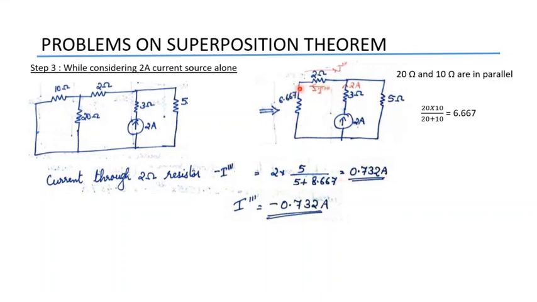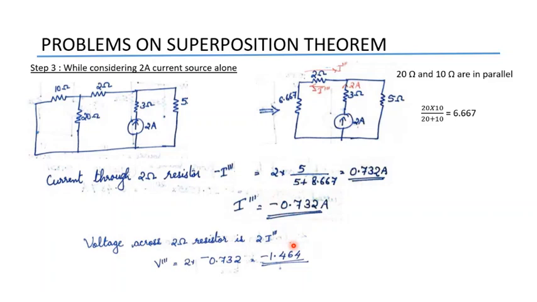0.732 amperes in this direction from right to left. But the standard direction we assumed is from left to right. So I triple dash should be written with a negative sign. Then voltage across 2 ohm resistor due to I triple dash, V triple dash, is equal to 2 into minus 0.732. We will get it as minus 1.464.